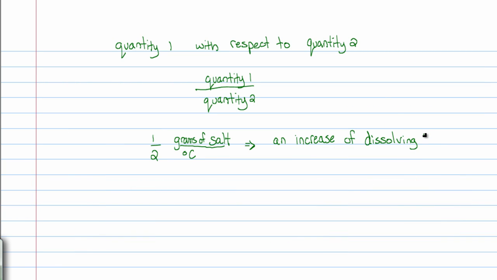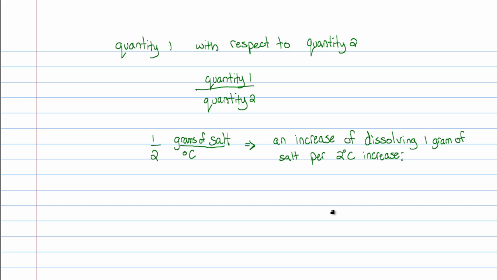An increase of dissolving 1 gram of salt per 2 degrees Celsius increase. So when you tell that to somebody, they should know that, oh, if you increase the temperature by 2 degrees Celsius, you will dissolve another gram of salt. Okay? So that's using units and kind of understanding the units of slope.